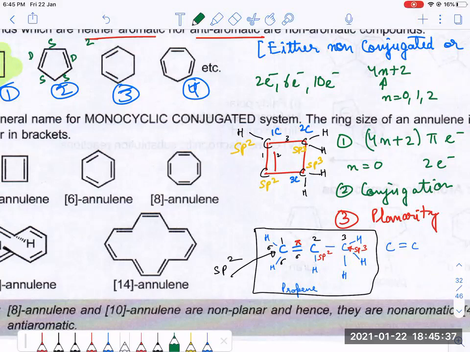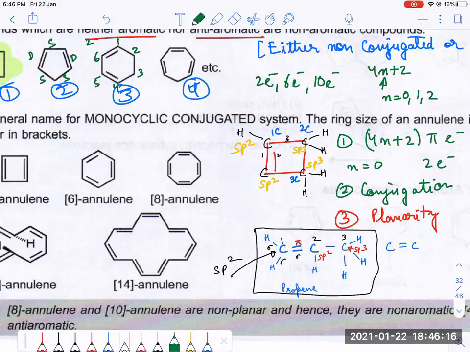Now, what about the third one? This one. Let's first check the planarity. Again, tetrahedral. Carbons 2 and 3 are tetrahedral, and so planarity is not satisfied. It has 4n pi electrons, so it is not satisfying 4n plus 2, it is not planar, and it is not in conjugation either. Single, single, single. Yes, that is the complete answer.